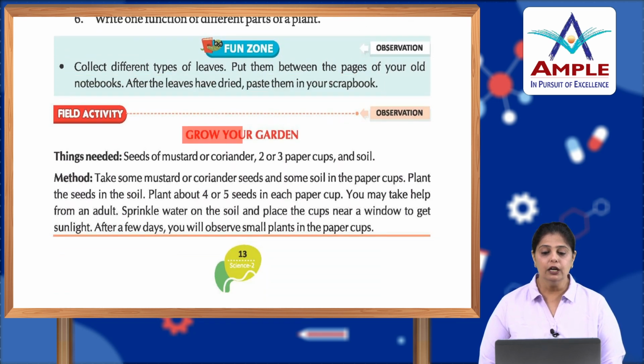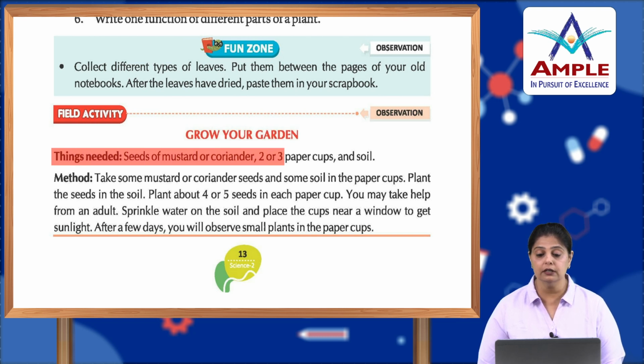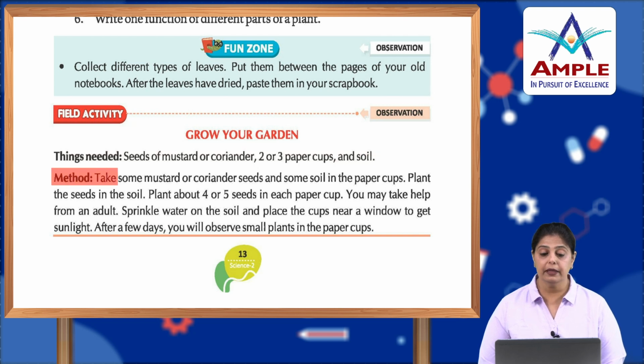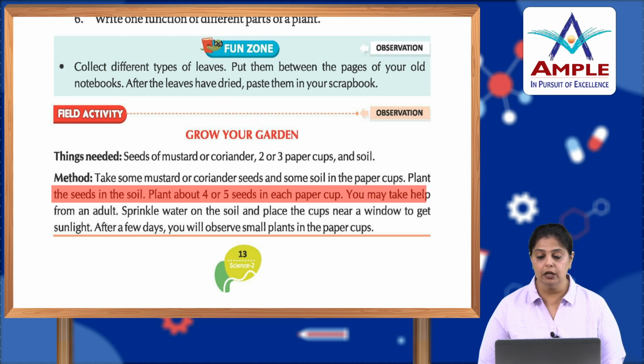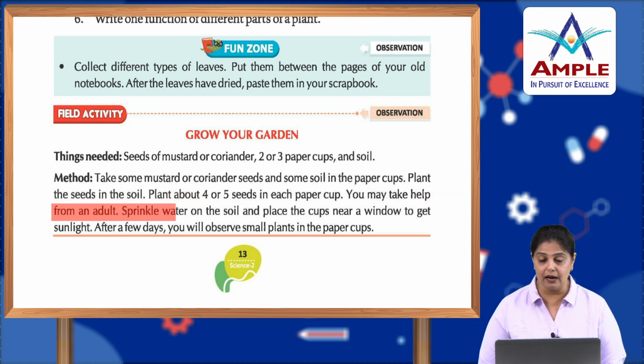Alright, now grow your own garden. What do you need? You need seeds of mustard or coriander, 2 or 3 paper cups and soil. Method: you have to take some mustard or coriander seeds and some soil in paper cups. Plant the seeds in the soil. Plant about 4 or 5 seeds in each paper cup. You may take help from an adult.